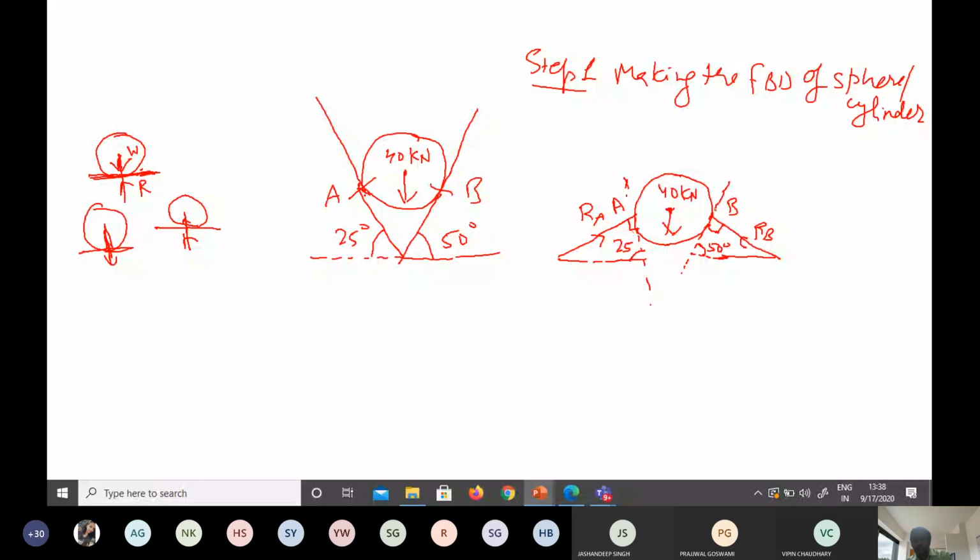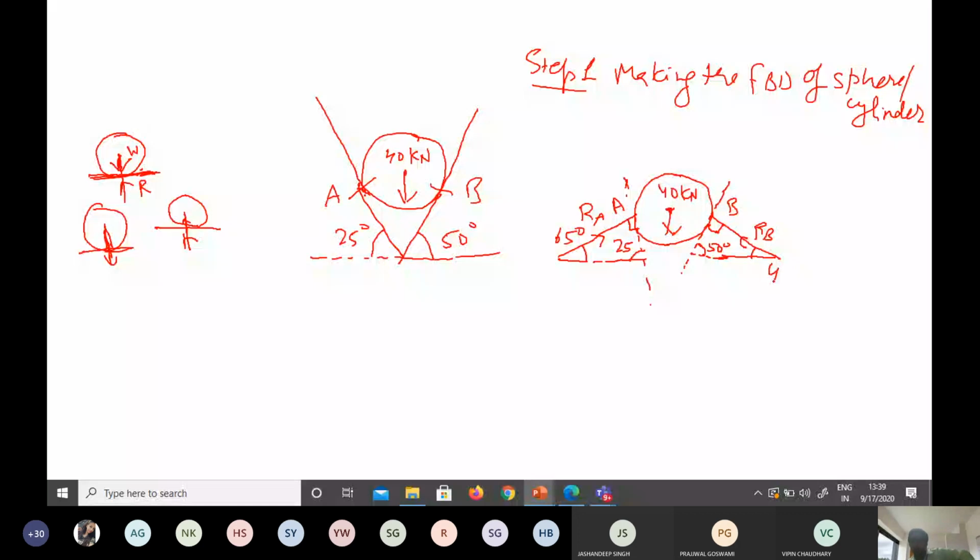And after that, what have we done? We have just extended this line. We have just completed this line. So this forms a right angle triangle. This angle is 90 degrees. This angle is 25. So how much is left? Can anybody tell? 65 degrees, fine. Okay, see here, again, this angle is 90, this angle is 50. Total is how much? 140. So how much is left? 40 degrees. So this is the FBD of the cylinder.